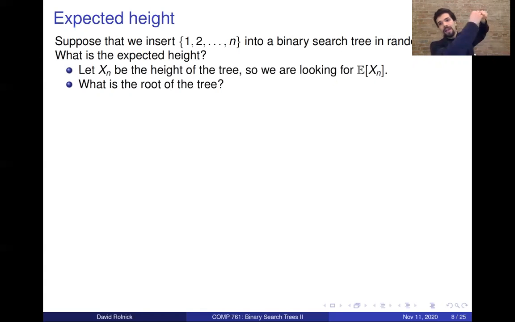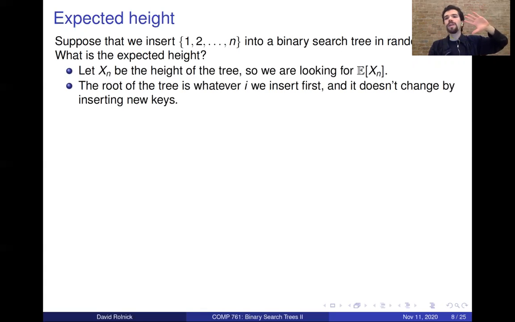If we insert n first, then we have n, and then anything smaller than n immediately gets diverted to this side of n. Whatever we put in first will be the root, and there's no way of changing the root. We throw in something, whatever we insert first. I realize I phrased this question maybe badly.